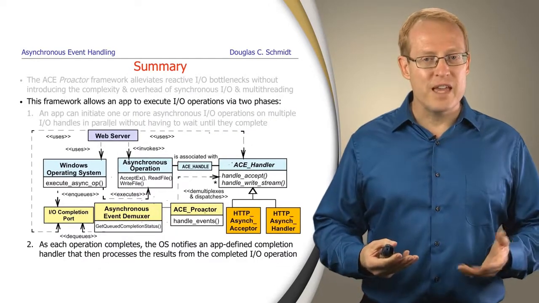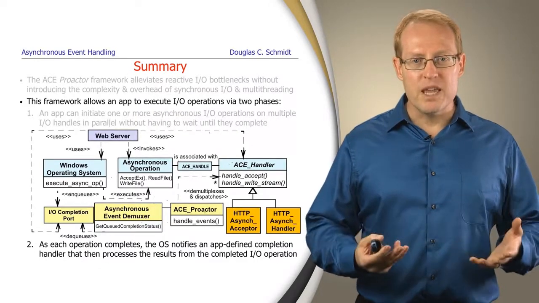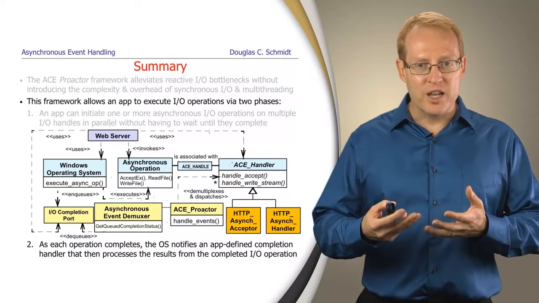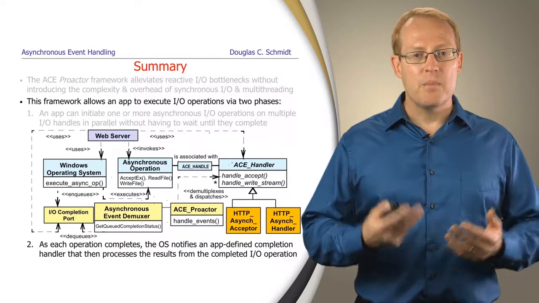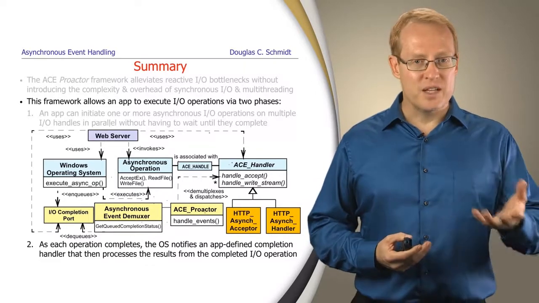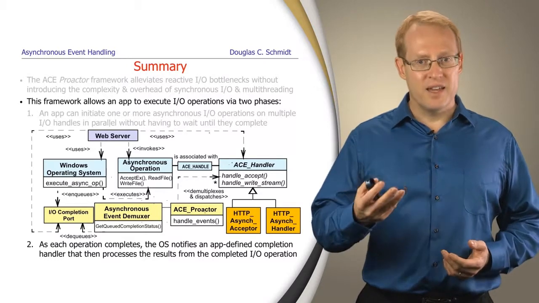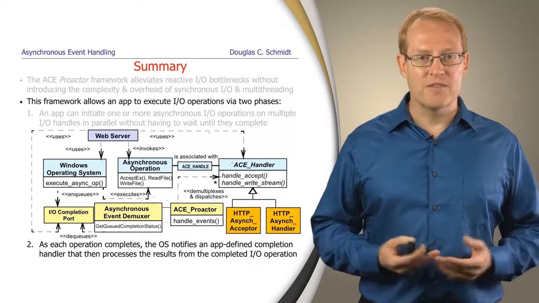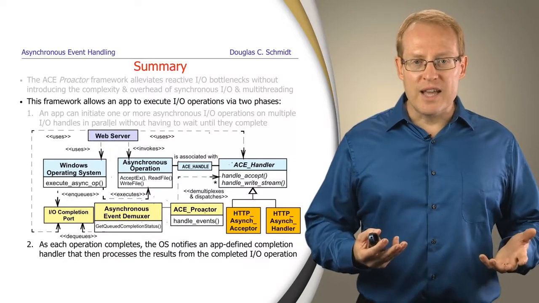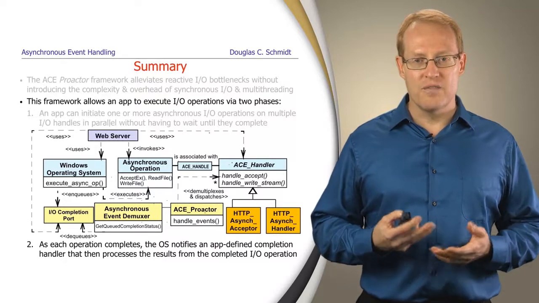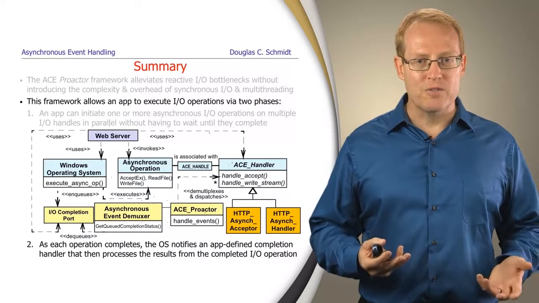And then the second phase is when those operations complete, we can handle the demultiplexing and dispatching of those completion events back to the appropriate completion event handlers, which in our case would be the acceptor for accept events and the various async handlers to do reading and writing of the actual data from the clients. So that illustrates how we can apply this particular pattern in the context of JAWS using the ACE Proactor framework.